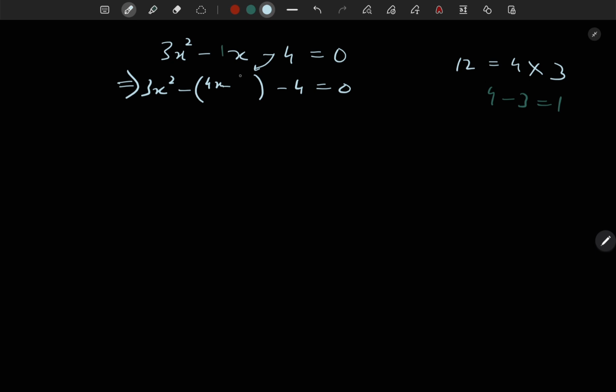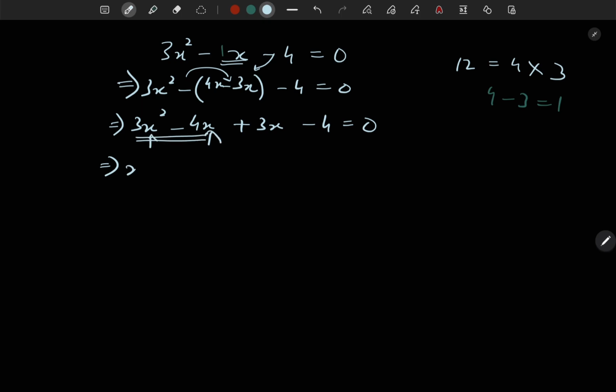Now 4 minus 3 makes 1x. 4x minus 3x is 1x. Take out the bracket, 3x square minus 4x, and this minus minus makes plus 3x minus 4 equal to 0. Next line, you take common from the first two terms. You can see only x is common in the two terms. So you take x common. So what is left is this 3 and one more x, because this was x square. And if you take away this x, what is left from the second term is minus 4.